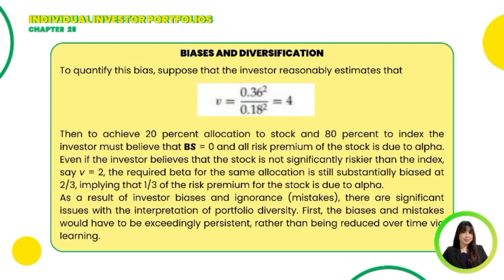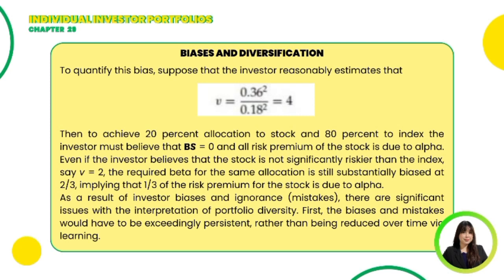Even if the investor believes that the stock is not significantly riskier than the index, say V is equal to 2, the required beta for the same allocation is still substantially biased at 2/3, implying that 1/3 of the risk premium of the stock is due to alpha. As a result of investor biases and ignorance or mistakes, there are significant issues with the interpretation of portfolio diversity.